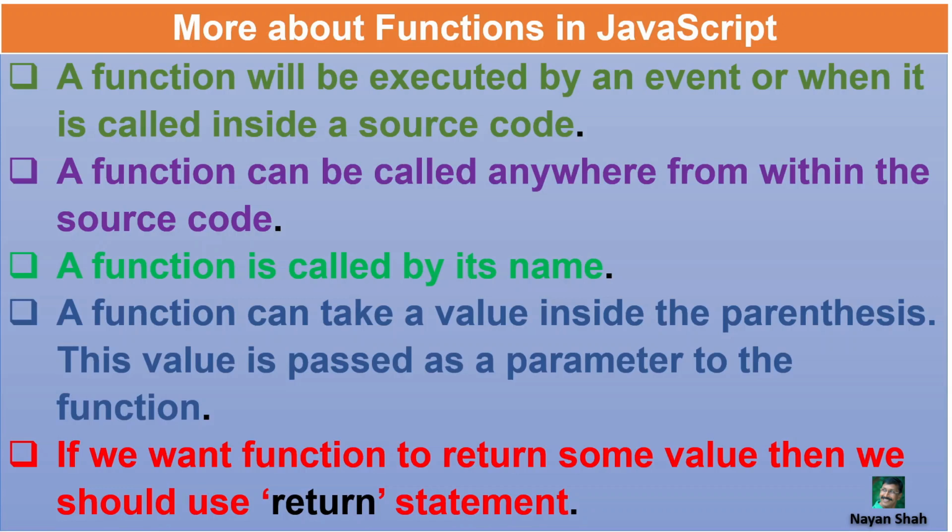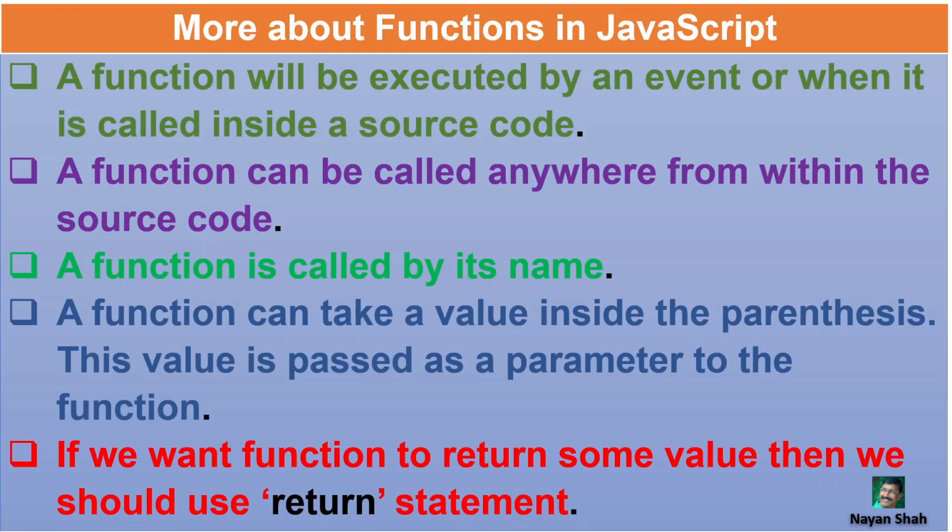So remember, a JavaScript function gets executed when a certain event occurs. A function can be called anywhere from within the source code. Once you have defined a function, it can be called from any part of your web page. A function is called by its name. That is very obvious because there may be so many functions. So if you want to call a particular function, you need to call it by its name.